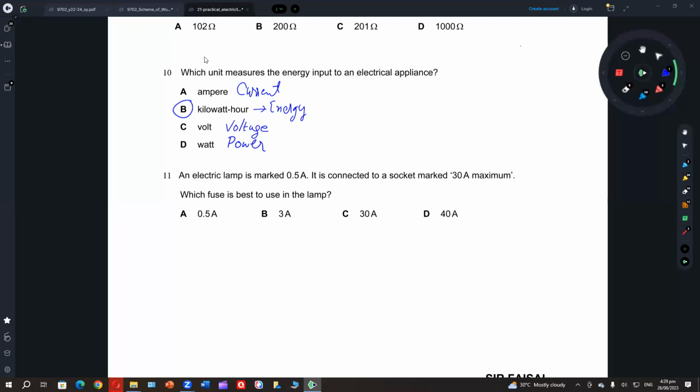An electric lamp is marked 0.5 ampere. This is current. It is connected to a socket marked 30 ampere maximum. So the socket board can support maximum 30 ampere and a lamp is happy at 0.5 ampere. So 0.5 ampere should not be the answer. Current should not be. Obviously, A is not possible. D is even crossing the socket current. Now B and C. The device is of 0.5 ampere.